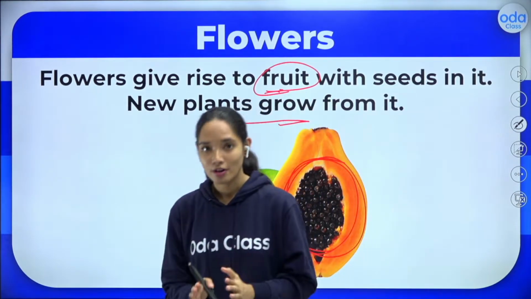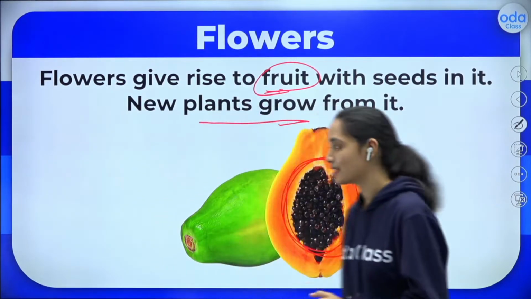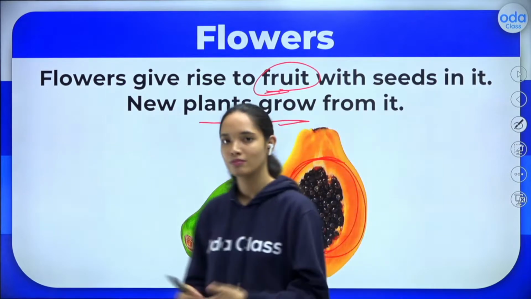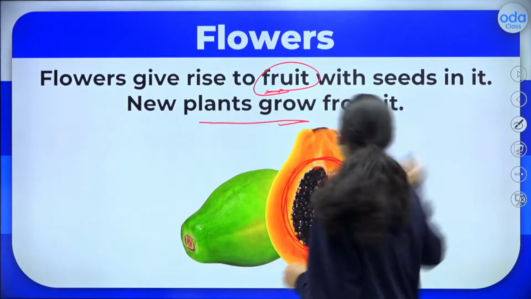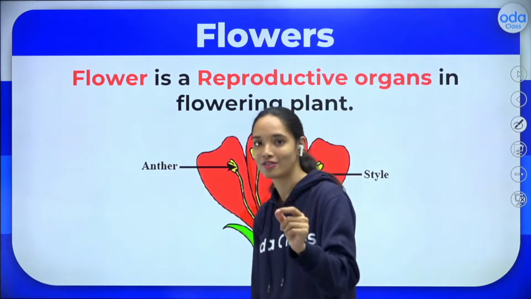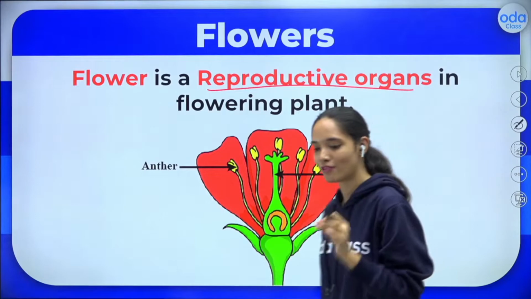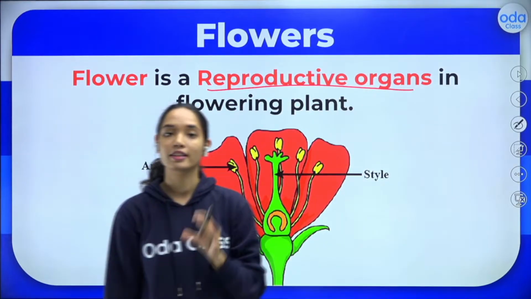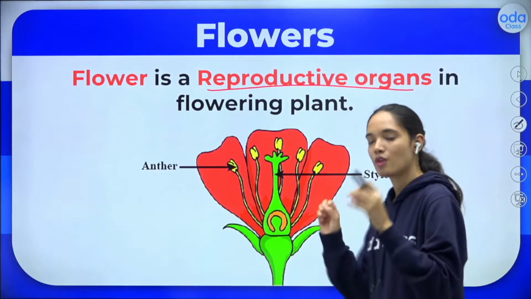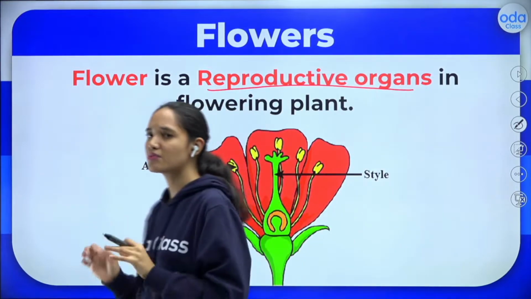So flowers are important because they give rise to a fruit. Fruit carries seeds, and these seeds carry the future generation. So basically, plants produce flowers for the future. Okay? So this means, my dear students, the beautiful flower is the reproductive organ. This flower is the reproductive organ in the flowering plants. So that means it carries those reproductive organs which are going to help make a new plant. Okay? So always remember, this is very important.